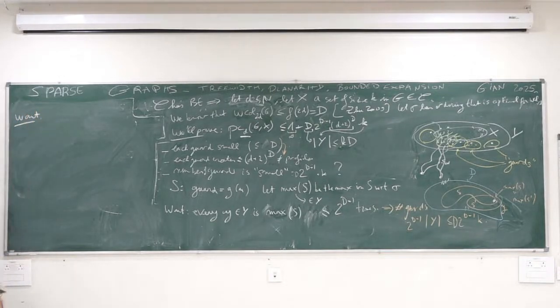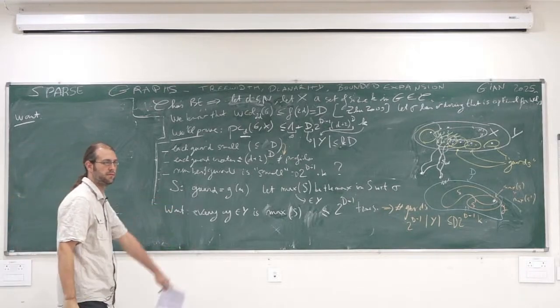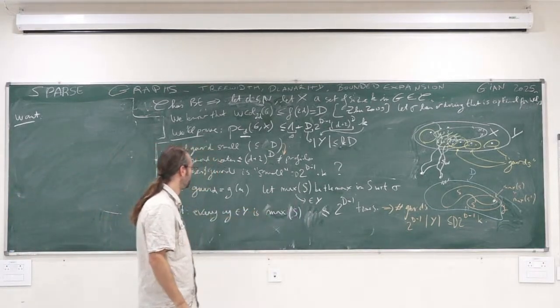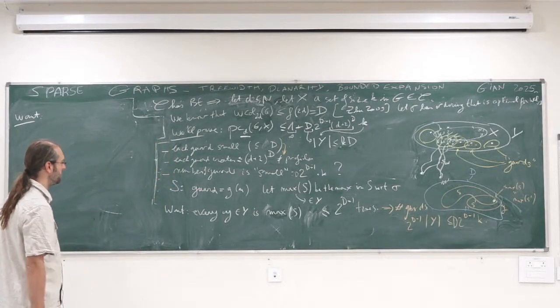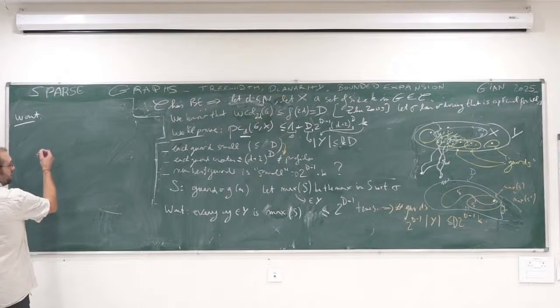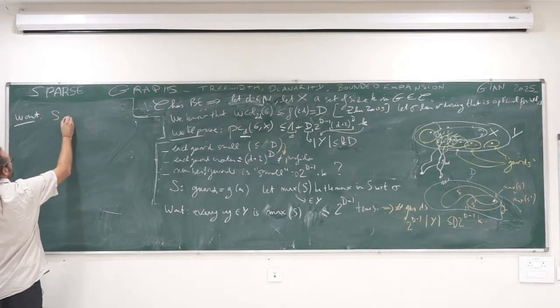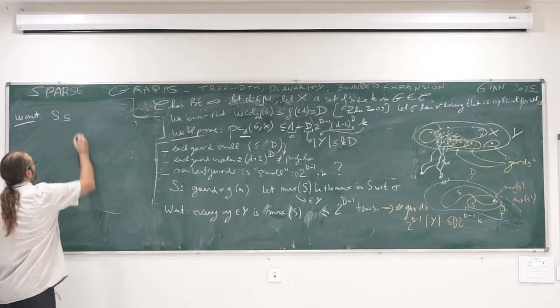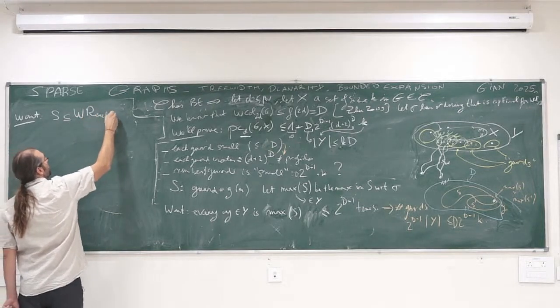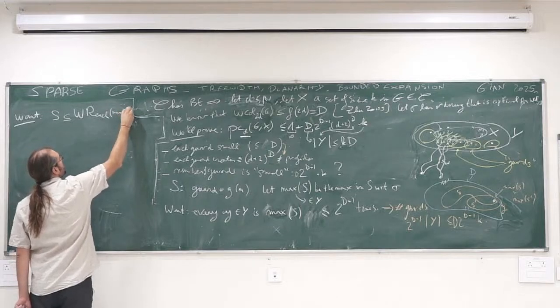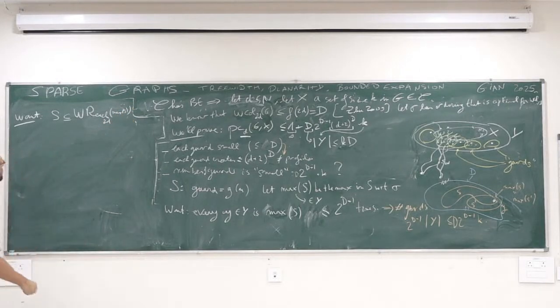So if you take S, S is a guard. It's just to have some notation, I just want to give it a name. What we want is S included in the reach of max S at distance 2d, with respect to sigma, same order, same graph, etc. If I can prove this, then actually I will be done.